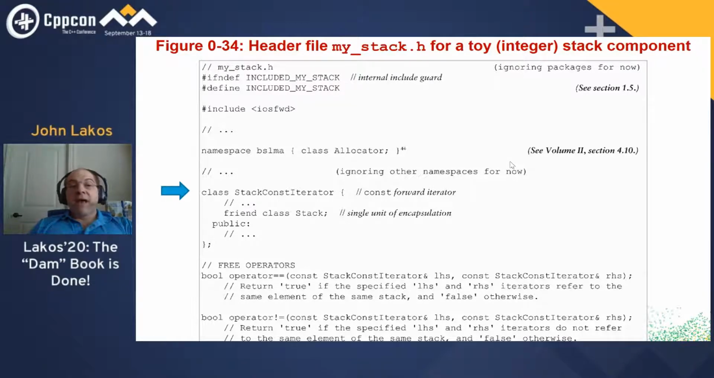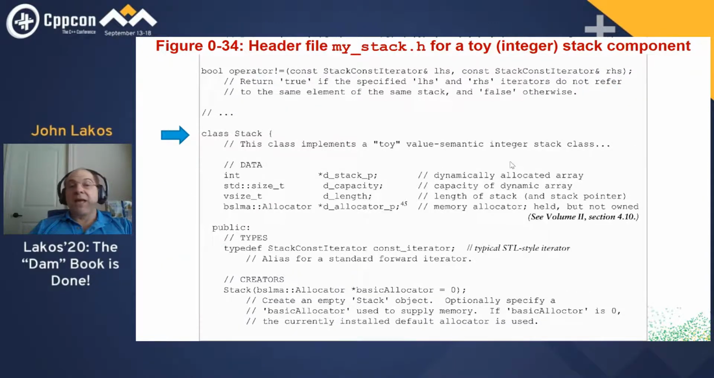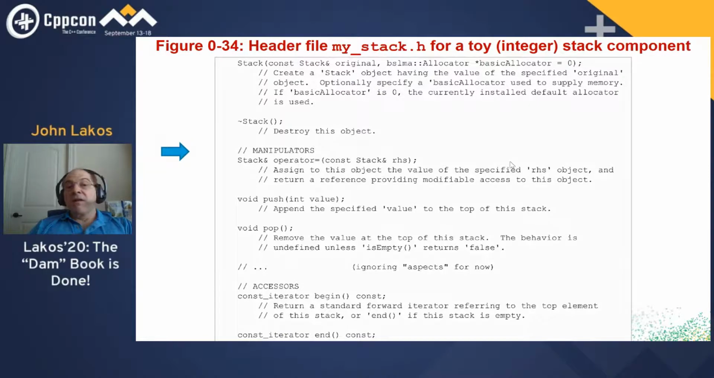So we have helper stuff like a stack. In this case, we have a stack const iterator. We have free operators that operate on the stack const iterator. We have the flagship class, which is the stack itself, the data members, the public interface that starts out with public types, then creators, which are the constructors and destructors, the manipulators, which are the functions that mutate the state of the object, and they simply are defined by not having a const, and the accessors are defined by having a const.